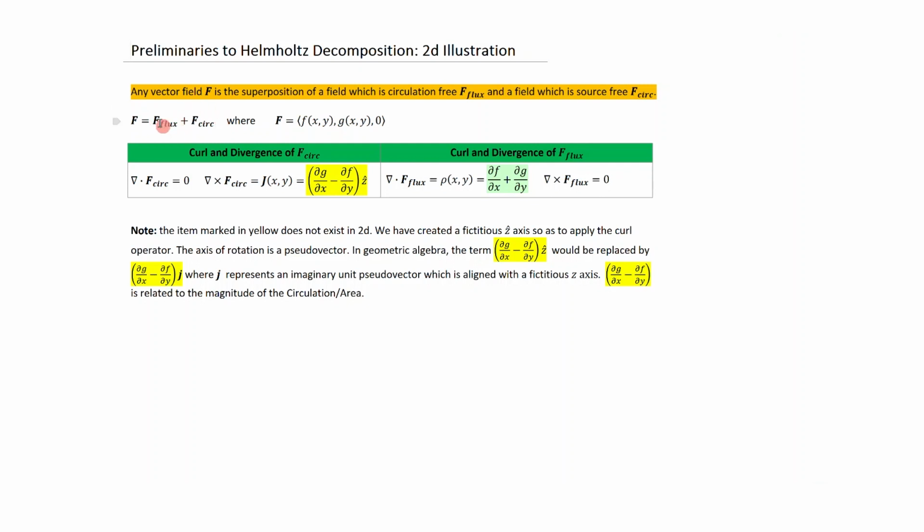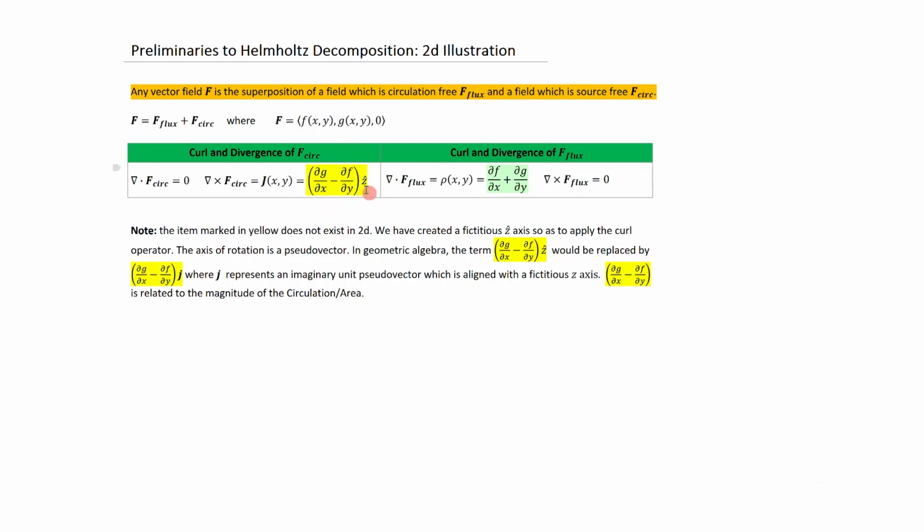Given it's 2D, if we were to represent this in a 3D form, which is required if we're going to make use of the cross product, then the x component and y component of the field are only functions of x and y. And of course the z component does not exist in 2D, hence the z component is set to 0. So if we were to look at the curl and divergence of the circulation component of a field, we found that the divergence would be equal to 0 and the curl would be equal to some function, and that function would take on the particular form here.